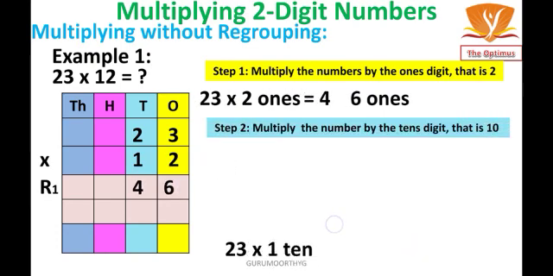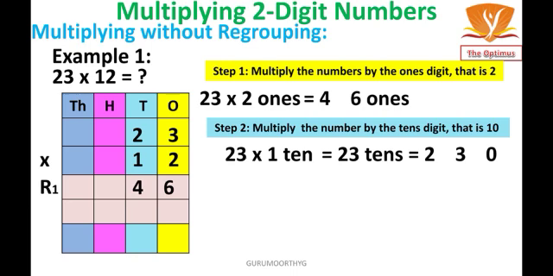Step 2, multiply the number by the tens digit, that is 10. 23 into 1 ten equal to 23 tens. That means 230. This 230, I am going to write in row 2.